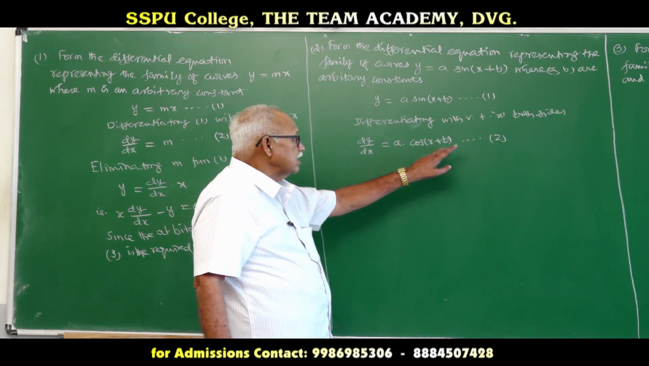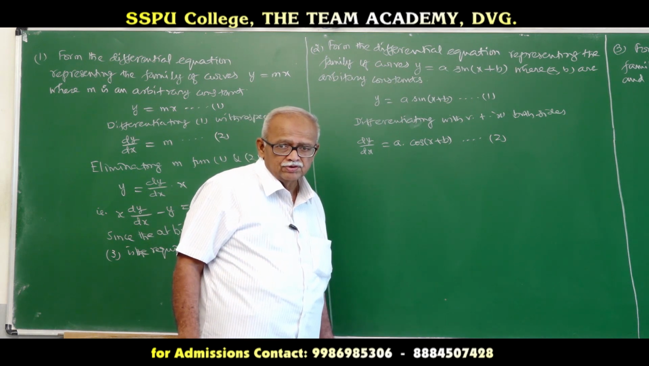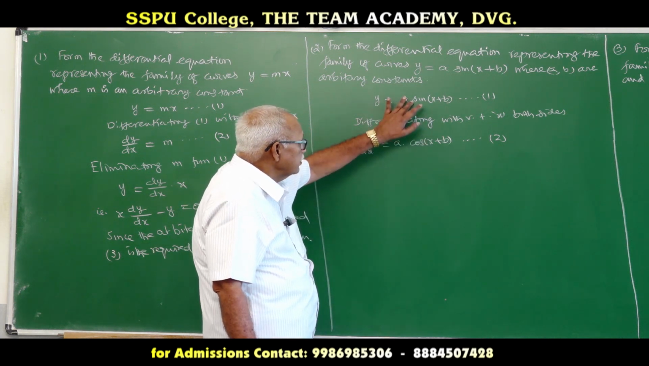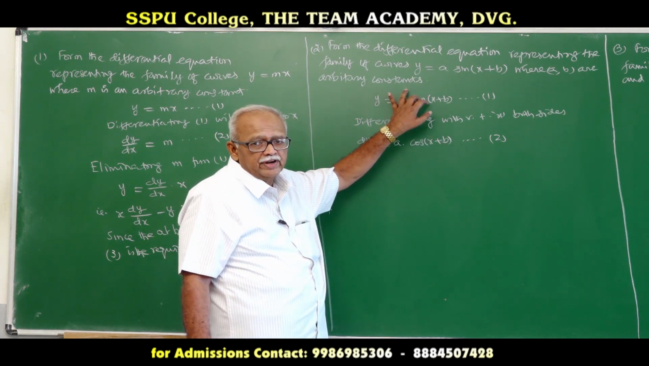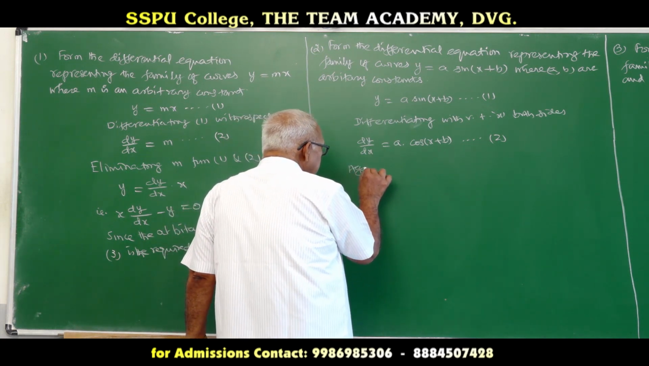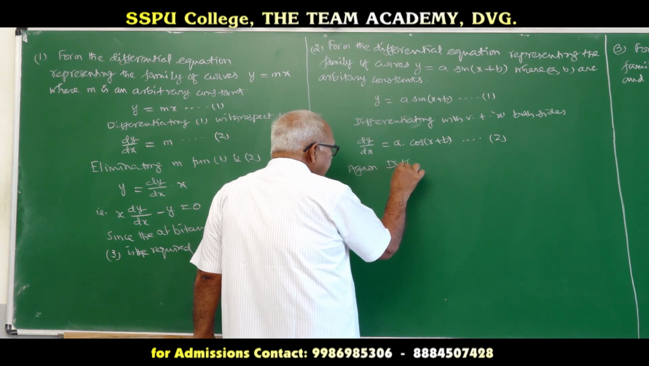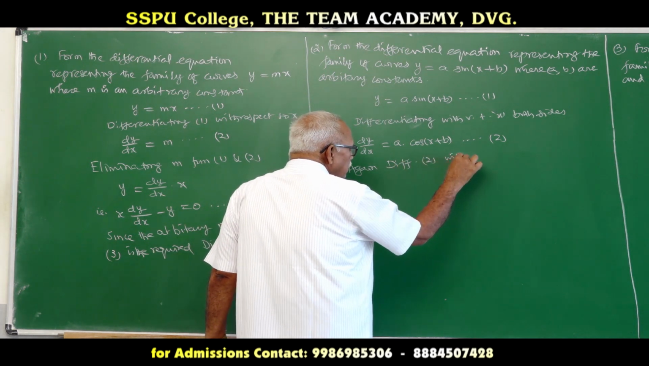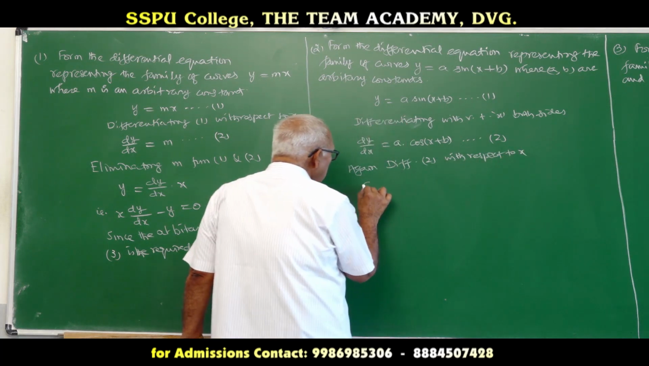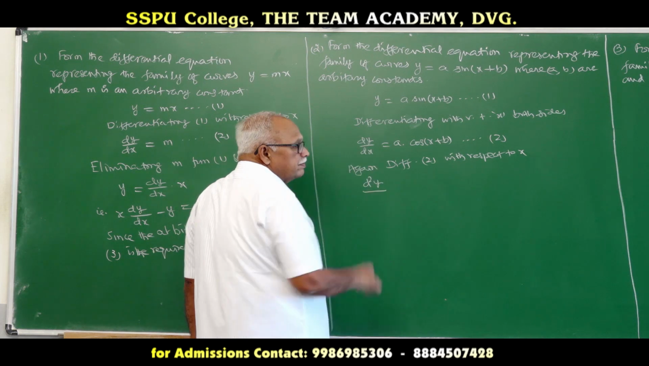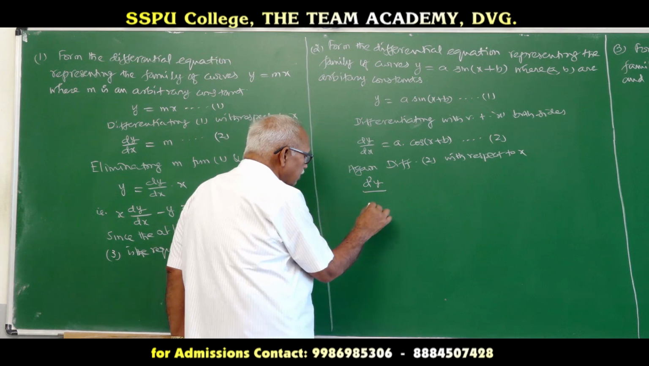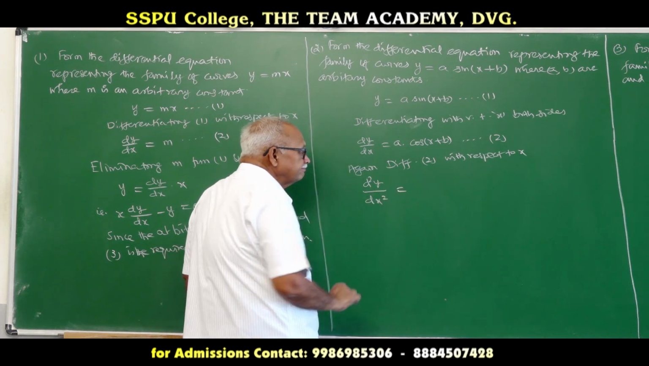Again two constants are coming here. So what do we have to do? The second equation, two constants. We cannot eliminate two constants from two equations. We cannot eliminate. So we need one more equation. For that, again differentiate 2 with respect to x. Now differentiation of dy by dx becomes d square y by dx square.